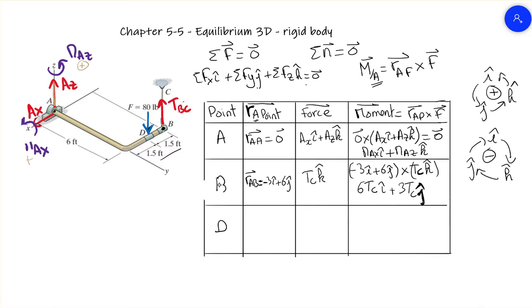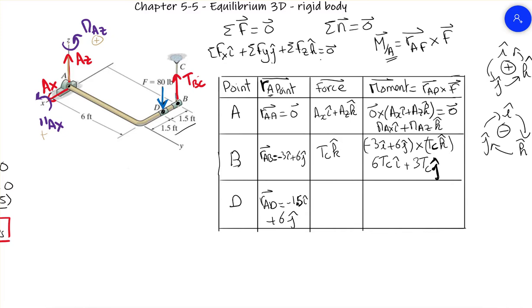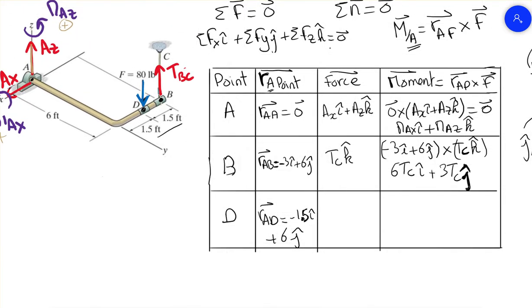Okay, and at D. So D is this point. What do we have? For D, we need the vector position AD going from the point to the force, and it's equal to minus 1.5i hat plus 6j hat. Oops, let me make it a little bit bigger for you. And the force is minus 80 pounds going down on k hat, aligned with Z.